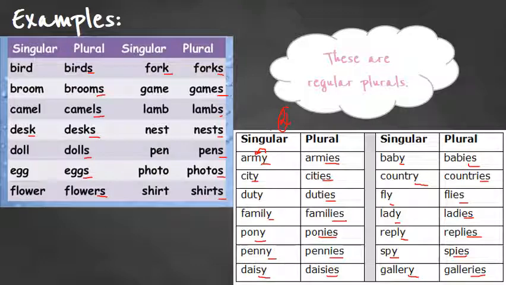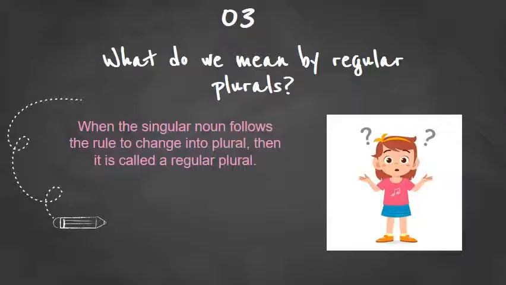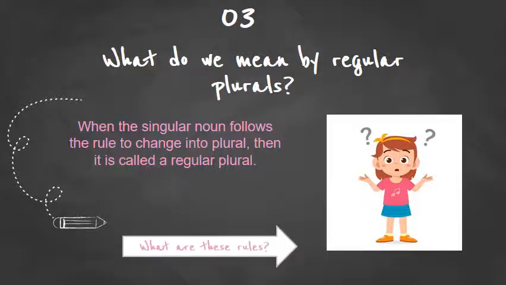When the noun ends with y and the y is preceded with a consonant letter, I have to cross out the y and replace it with i, then I add es. This is what the rule says. So, what do we mean by regular plurals? When the singular noun follows the rule to change into plural, then it is called a regular plural. Anything that follows the rule is called regular.